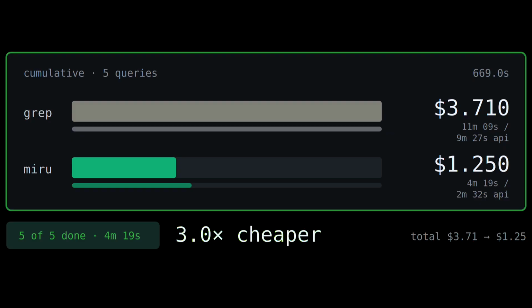Across these 5 queries, $3.71 down to $1.25. 66% cheaper. 11 minutes 9, down to 4 minutes 19. And I never had to go back to the top terminal for something the bottom one had missed.